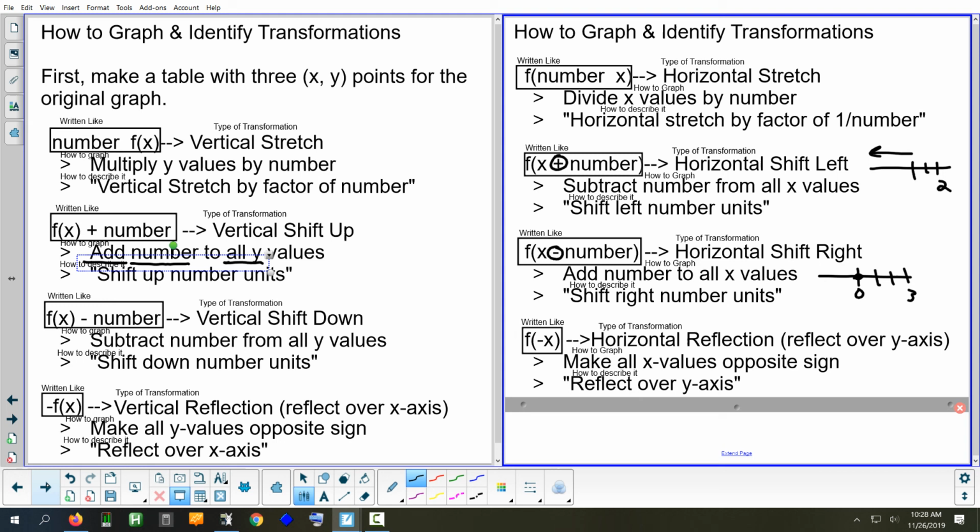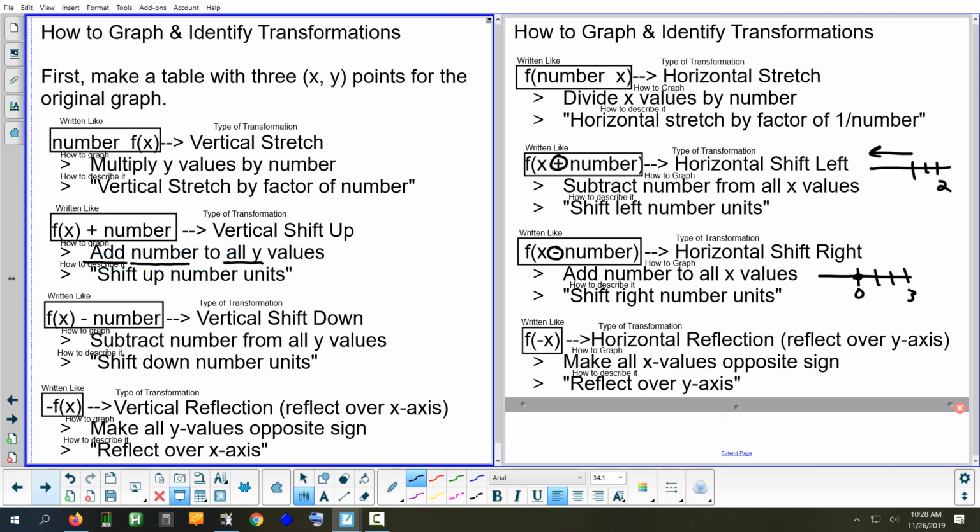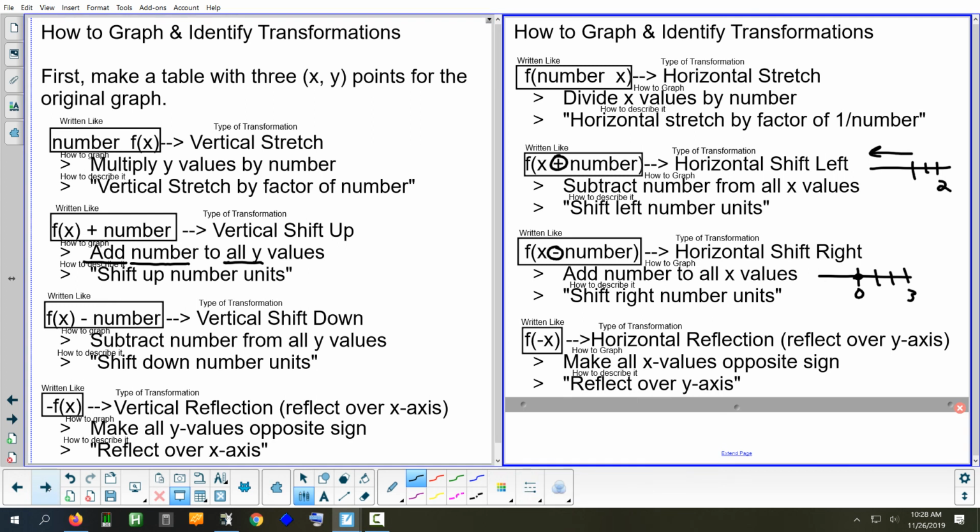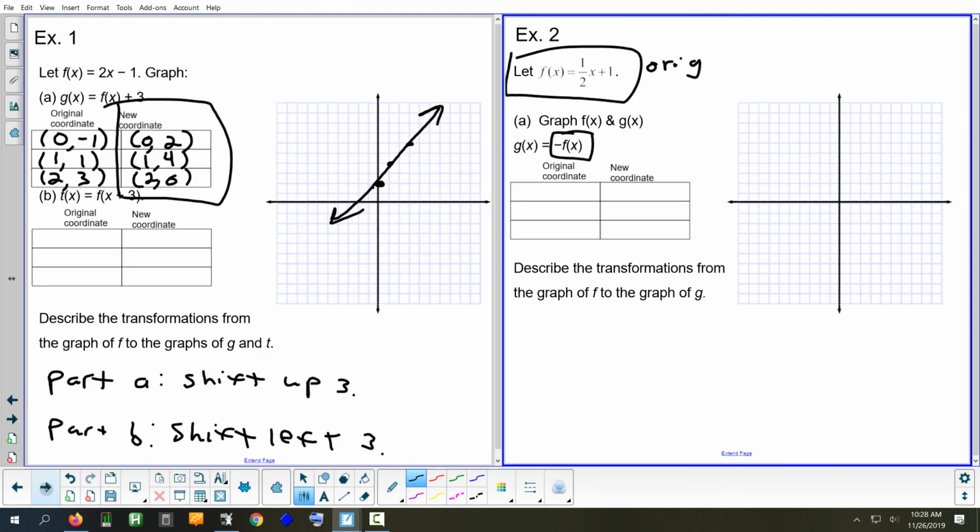Would that be vertical reflection? Yep. A negative in the front is a vertical reflection. Reflect over x-axis. They mean the same thing. You can say either one. Okay, so write that in for example 2.